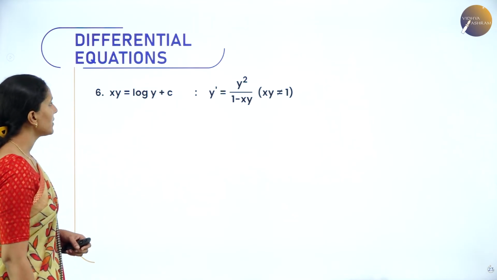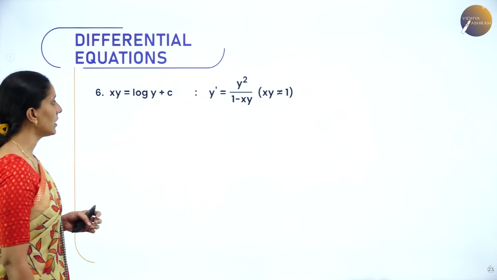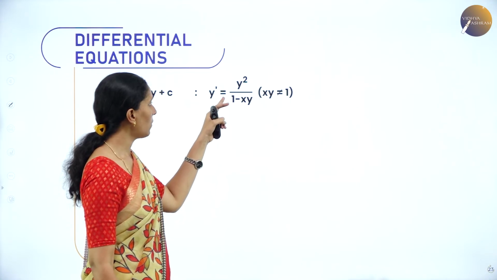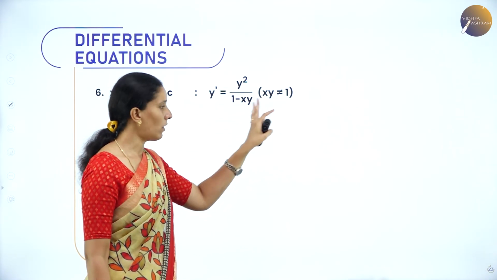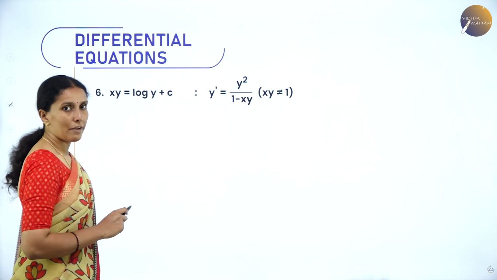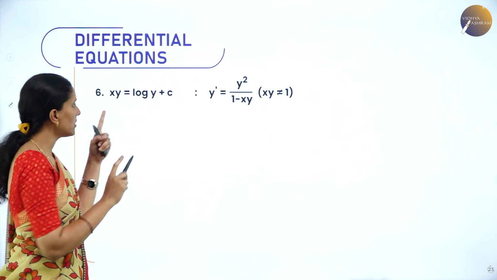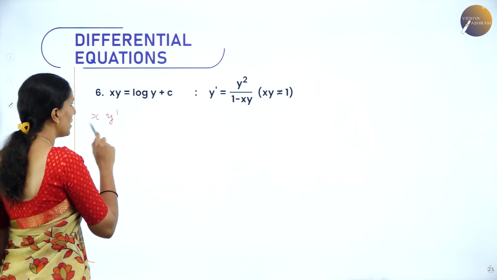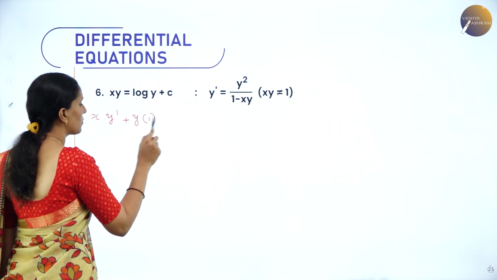Next, xy is equal to log y plus c. So we have an implicit function here. So the given differential equation is in this form: y dash is equal to y square divided by 1 minus xy. xy cannot be equal to 1 because it becomes 0. Now here, let us differentiate this function. We need y dash. So first order derivative is enough for this. x into the derivative of y can be written as y dash, plus y into the derivative of x, which can be written as 1.